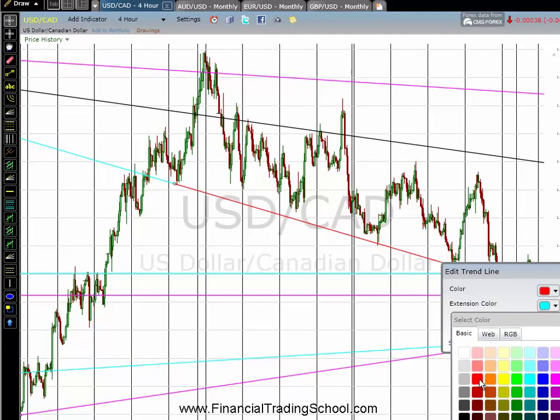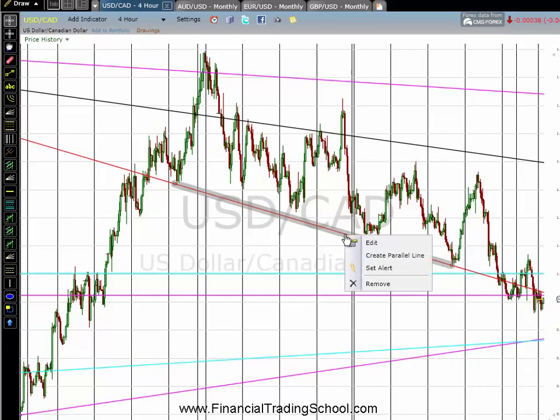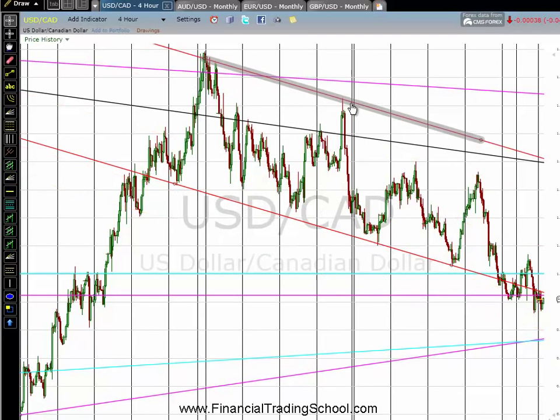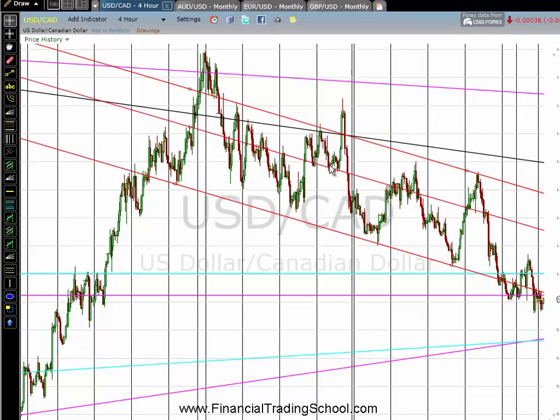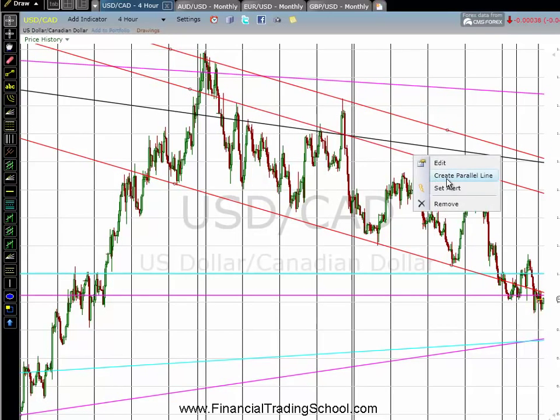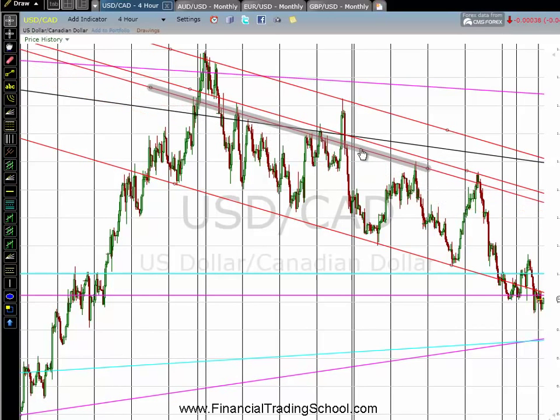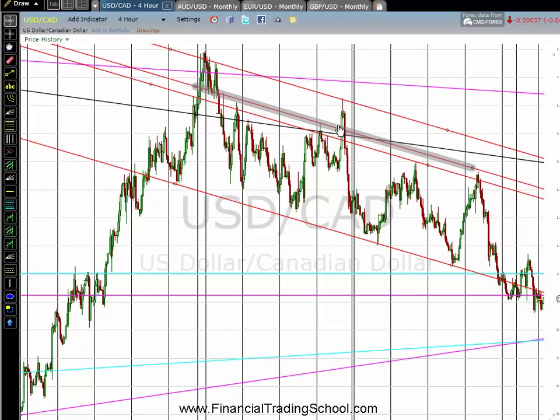For the 4-hour chart, by default, make a parallel line and try to find a channel that fits in between there, something like that. Make another parallel line for the top levels, kind of like that, and maybe one more level for the really tops like that, and we'll move that one up slightly, and that's it.